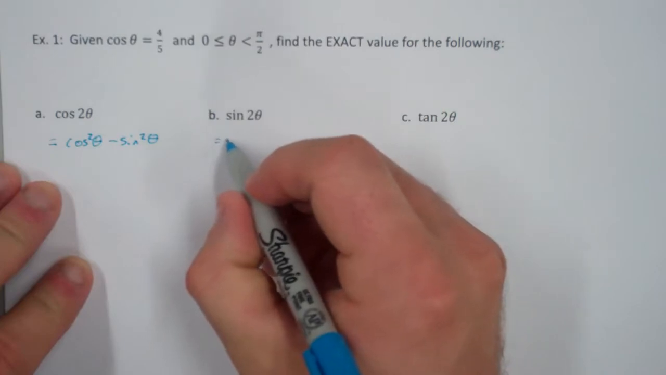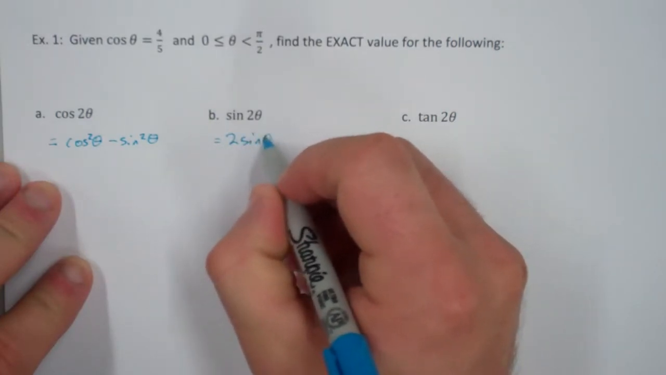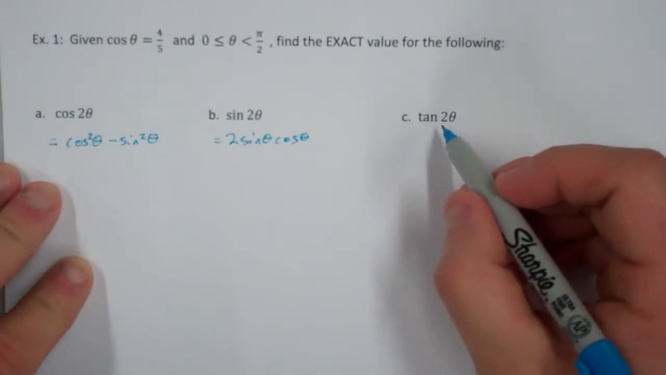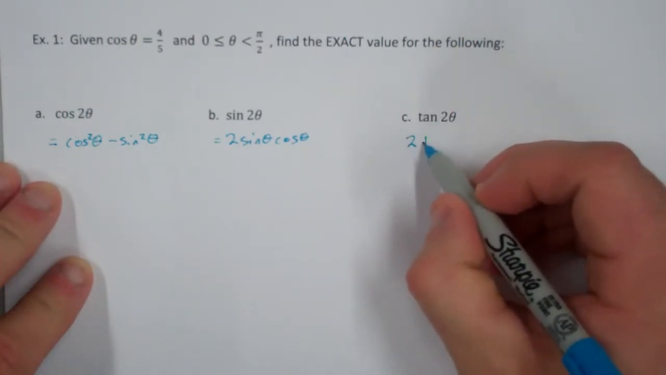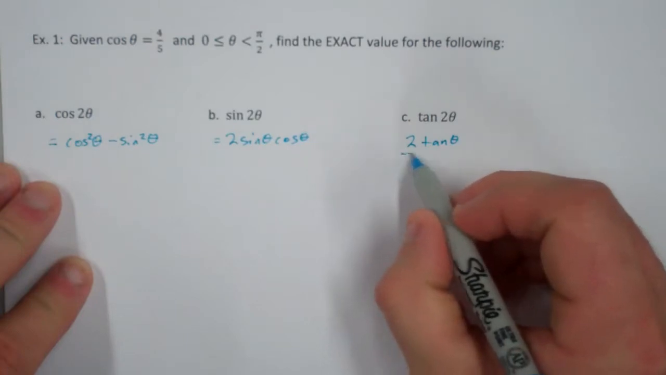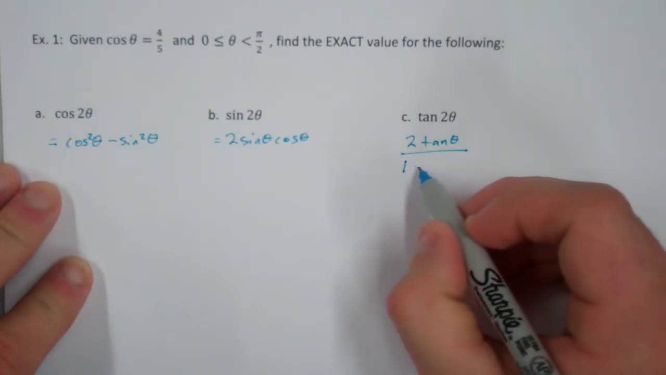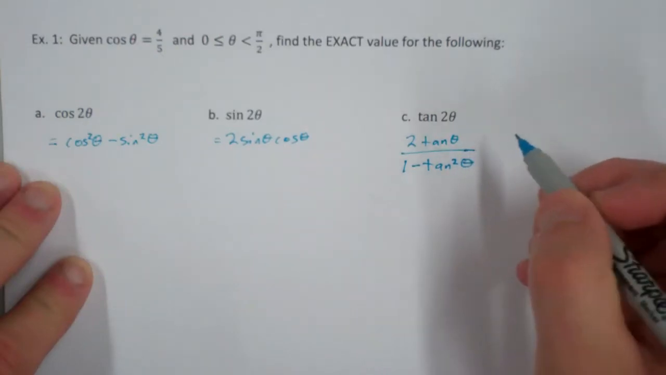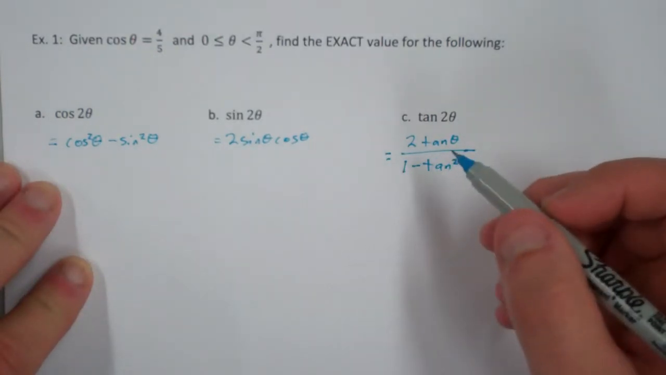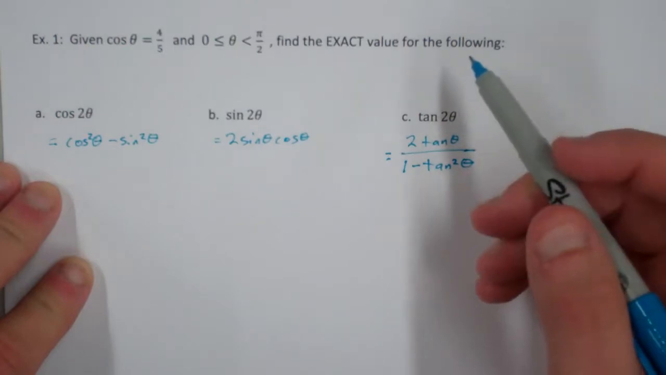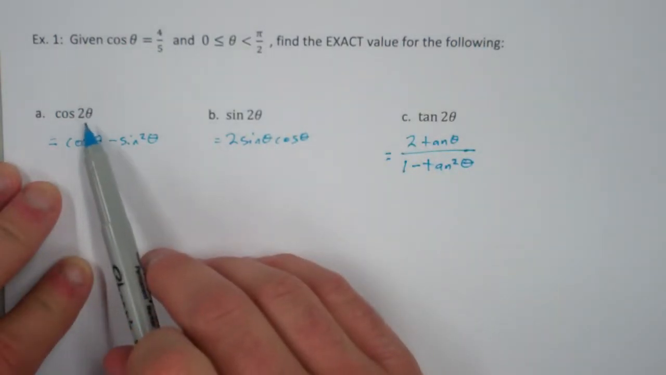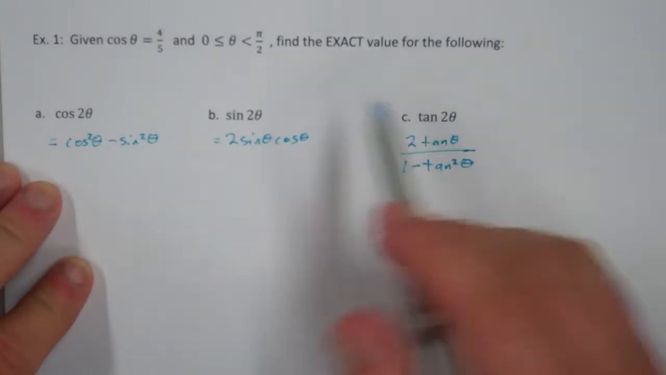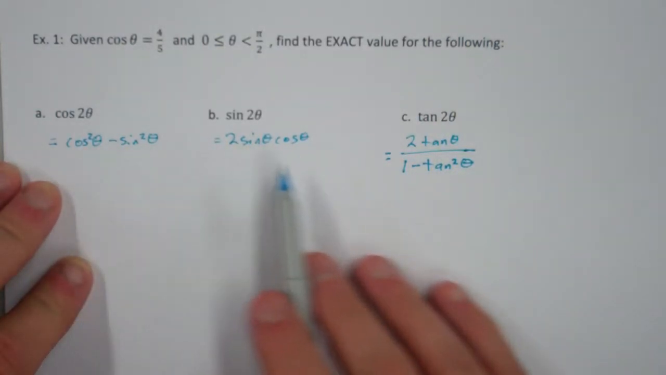Sine of 2 theta though, that's 2 sine theta cosine theta. And then the tangent of 2 theta, that's 2 tangent of theta all over 1 minus the tangent squared theta. If you want to derive these formulas, they all come from the sum formulas. It's just that this is a special case where it's theta plus theta, which is 2 theta, but you can use a sum formula here and you'll wind up with these.